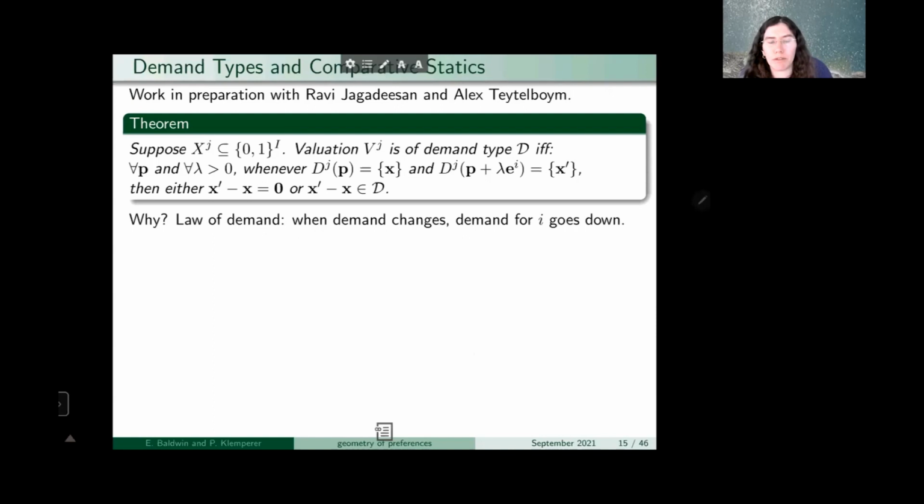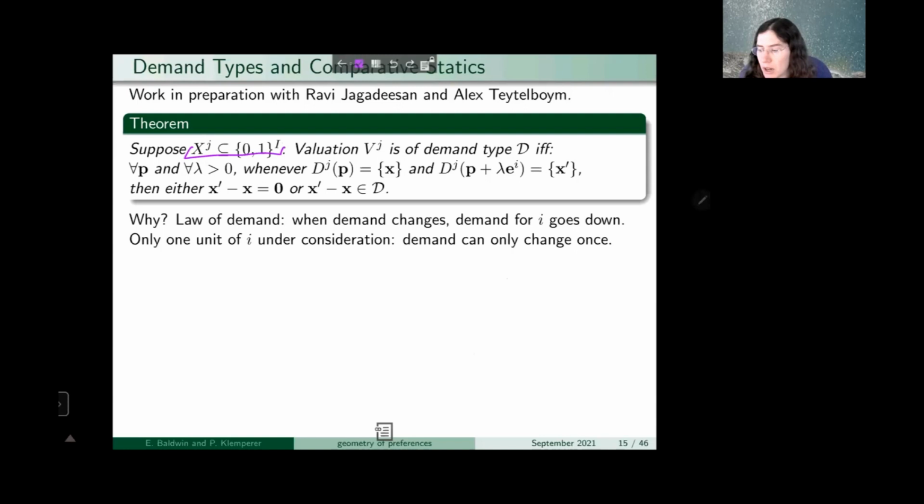Well, we've got the law of demand, which tells us that when demand changes in this particular way, so we're increasing the price of good I, it must be that demand for good I must go down. There's only one unit of good I under consideration, because we've assumed that the demand set has this form. So demand can only change once, so it must be from this set. So then the demand type vectors give the full set of possible changes in demand.